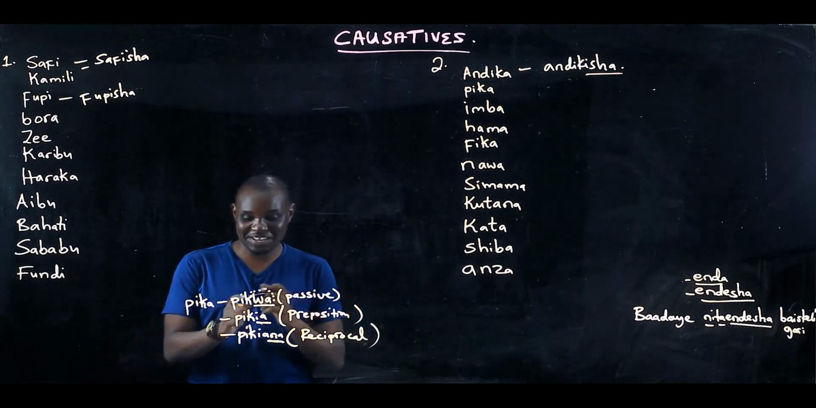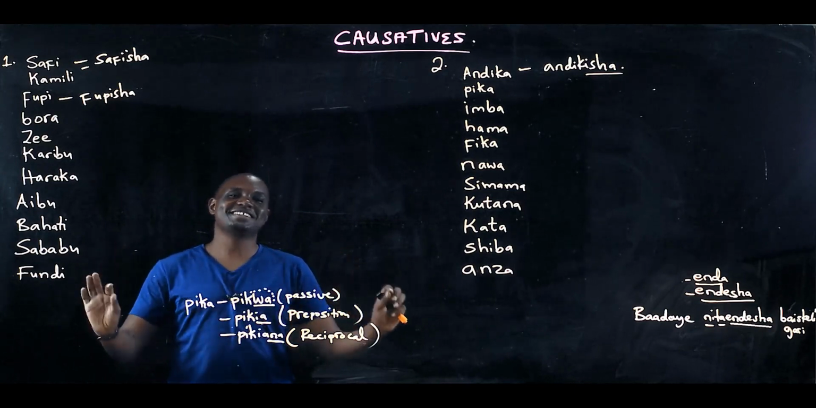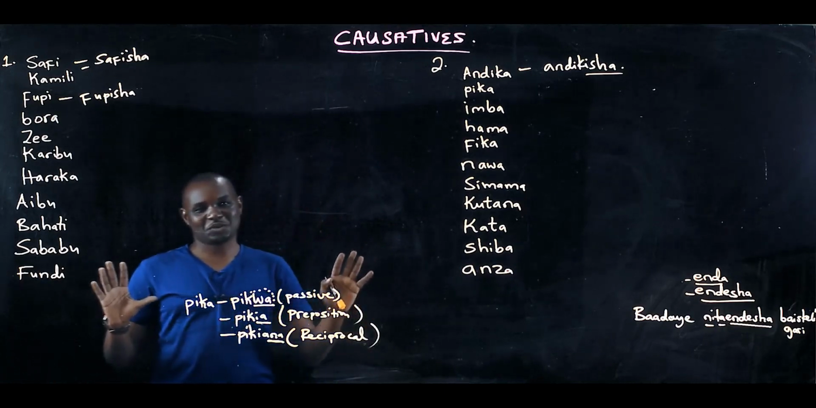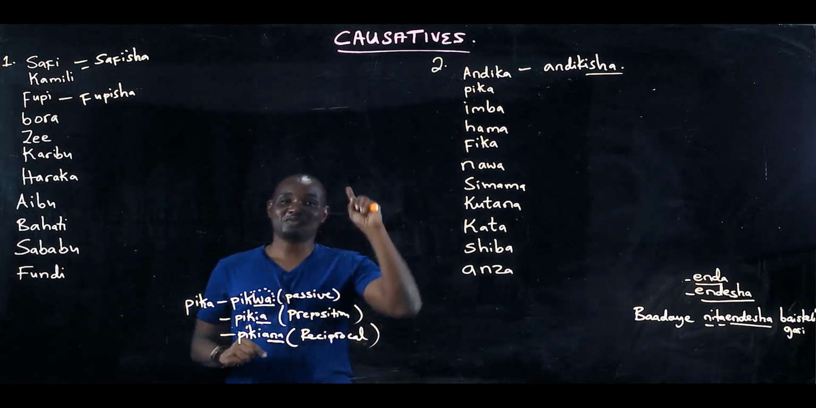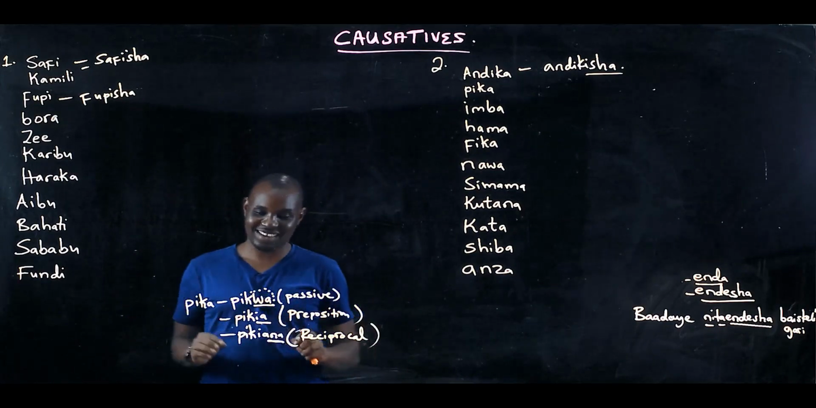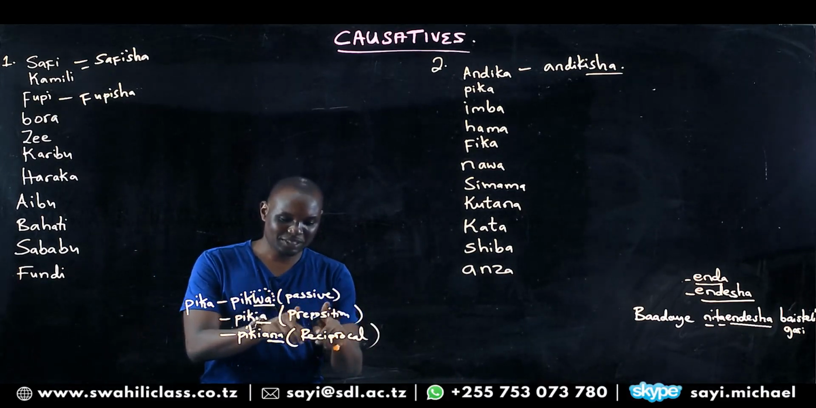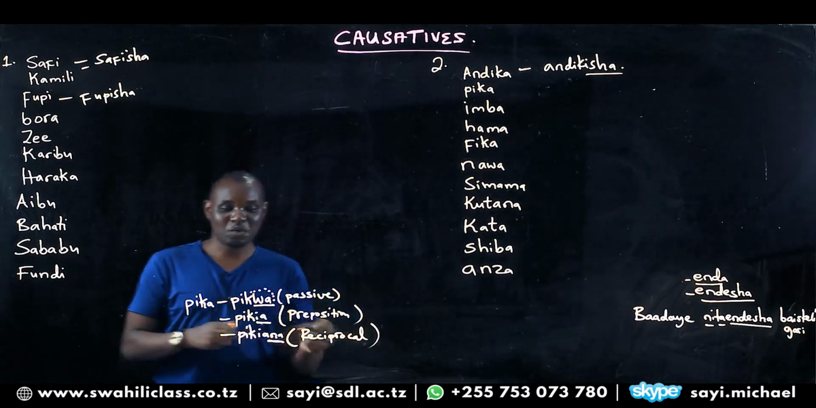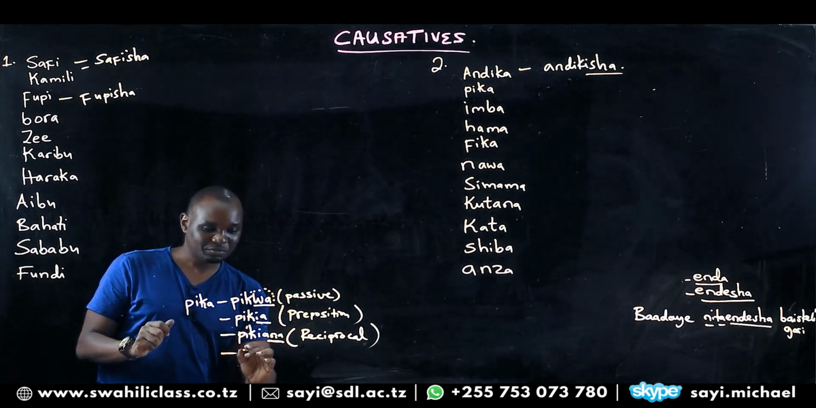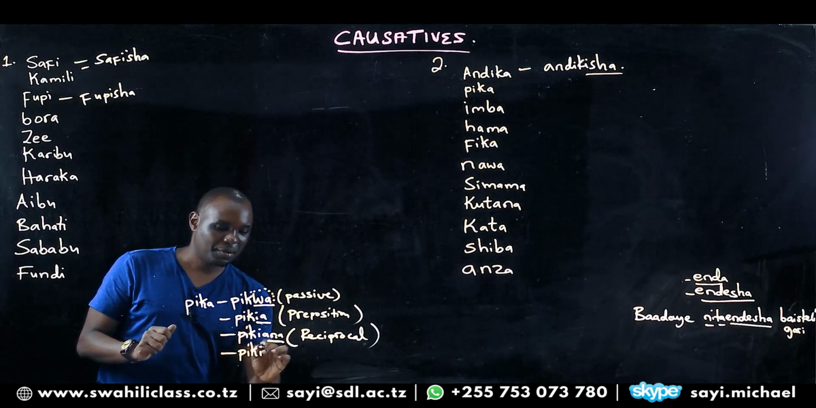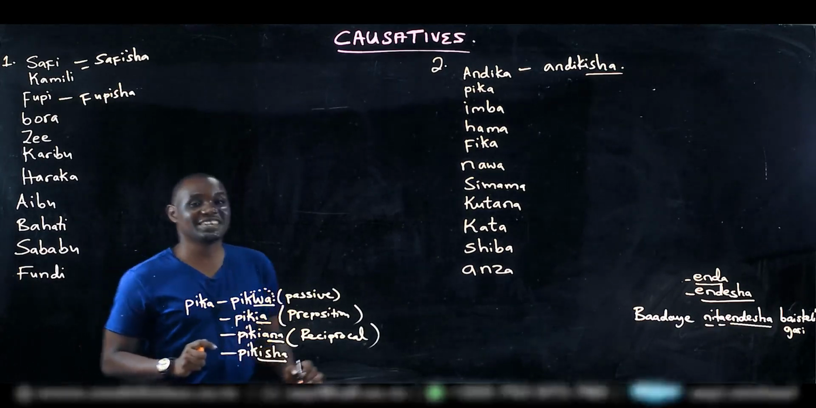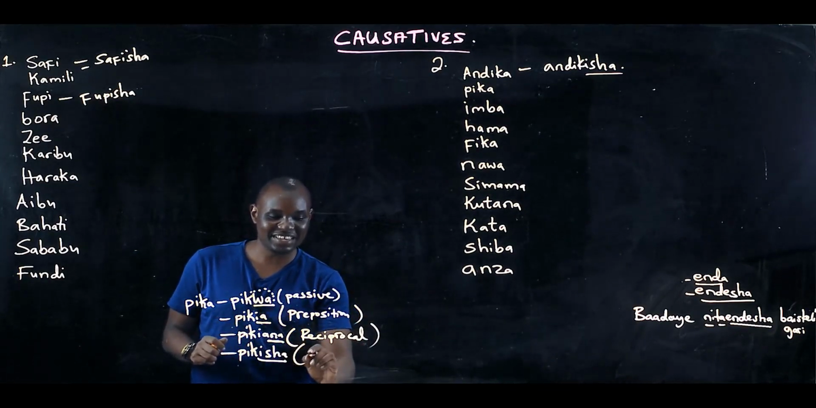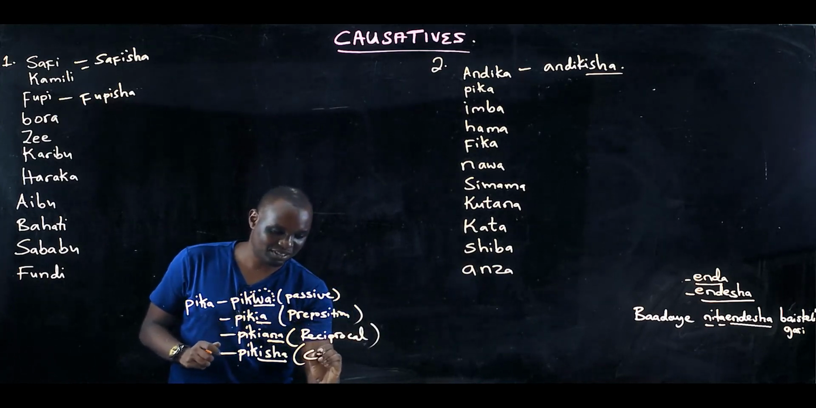I have to speak less English because you are advanced students. Now, ninazungumza Kiswahili. Kwa sababu wewe ni mwanafunzi wa juu, wewe ni advanced students. Tulijifunza passive, tulijifunza preposition, tulijifunza reciprocal. In this advanced course, we are going to learn pikisha. Pikisha, this is the sha, and this is the causative verbs.